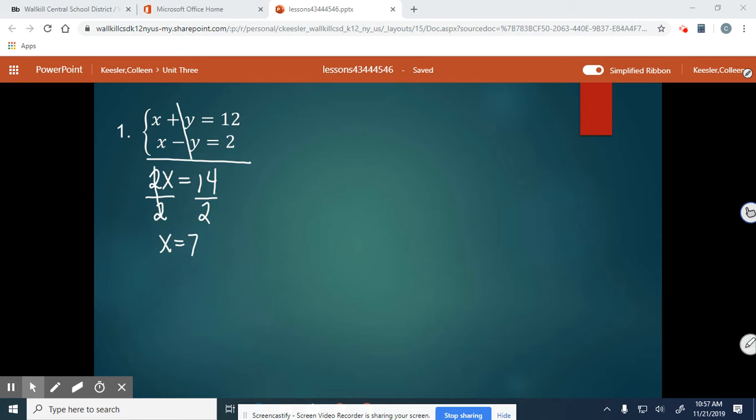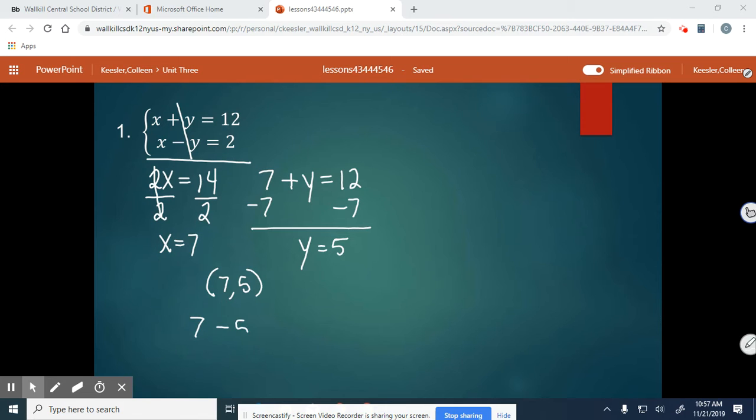We take that 7, plug it back into the first equation for x, so we get 7 plus y equals 12. Subtract 7 from both sides, and y equals 5, making our solution 7, 5. And then we can check to make sure that's correct by plugging it into the second one. So we have 7 minus 5 equals 2, and I think you all know that 7 minus 5 is definitely 2, so we did it correctly.